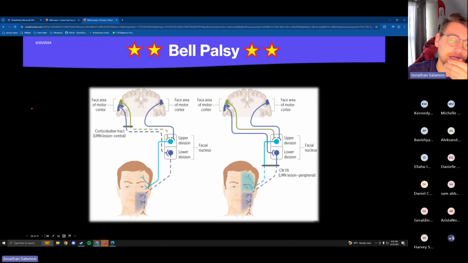Palsy, please know this. The top half of your face is innervated by both sides of your brain. So if your whole face is paralyzed, you know it's seventh nerve palsy. So the damage is just to the seventh nerve, or the seventh nerve is agitated. If only the bottom corner of your face is paralyzed and not the top, then it means you have a problem in the brain itself, in the cortex, which is bad.